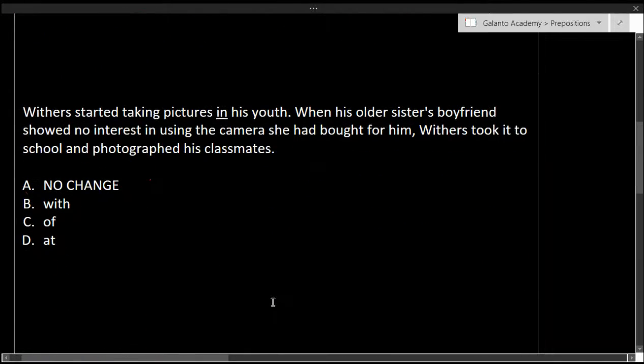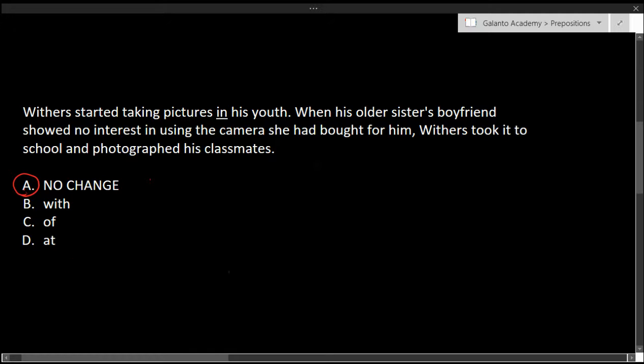So looking at this example, Withers started taking pictures in his youth. When his older sister's boyfriend showed no interest in using the camera she had bought for him, Withers took it to school and photographed his classmates. So our best choice here would be no change.